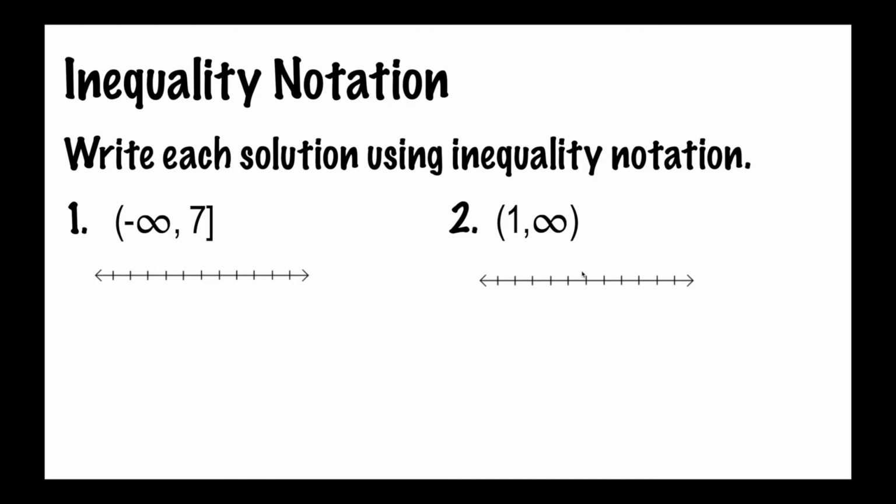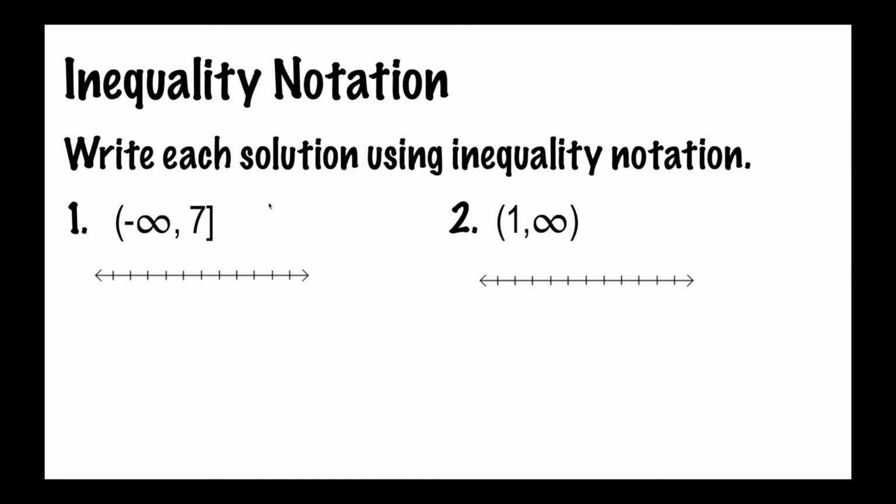Now we're going to do kind of the opposite. We're given the interval notation, and we want to move that into an inequality notation. So again, I'm going to have you start with the graph. Now, negative infinity, when we go to graph that, we know that the arrow is going to be pointing this way, whereas in number 2, we can tell that the arrow is going to be pointing to the right.